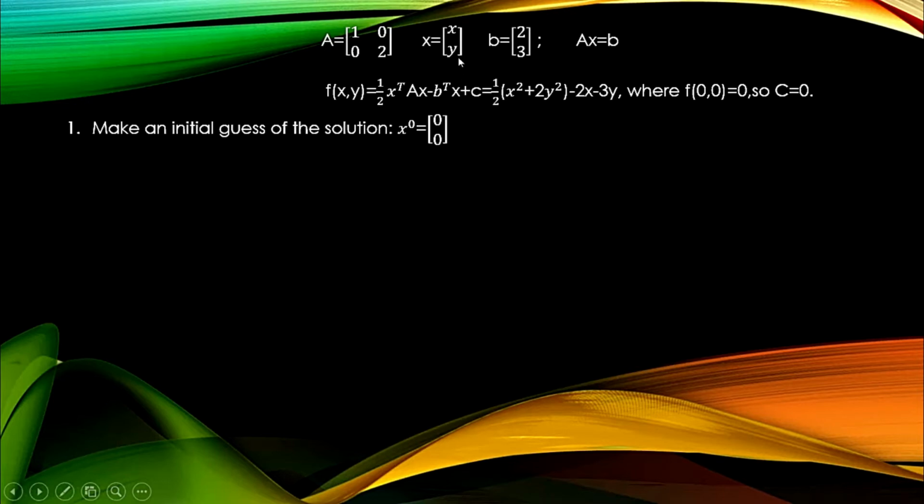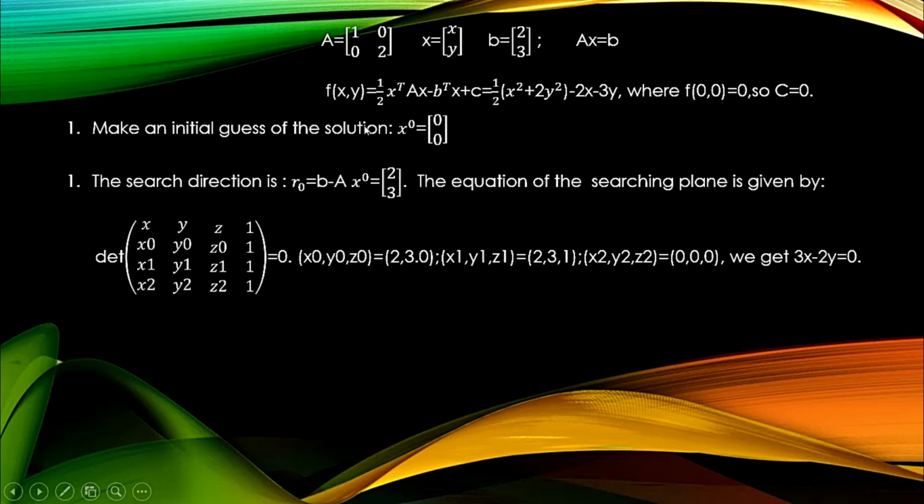Now to solve this system of linear equations, we have to make an initial guess of the solution, x0 = (0, 0), the initial guess at the origin, and after that we have to take a search direction. The search direction is given by r0 = b minus A x0, and if you have seen the previous video you will know that A x0 minus b is the direction of the steepest ascent, and b minus A x0 is the reverse of that. It is the direction of the steepest descent, as the method's name also suggests, and this direction turns out to be (2, 3).